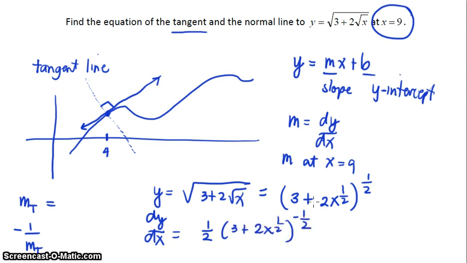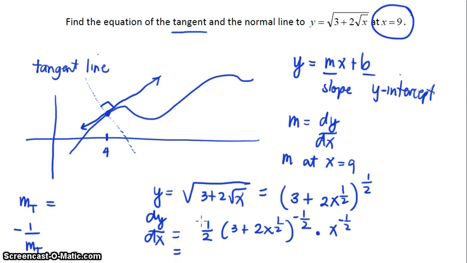So dy/dx is 1/2 times (3 plus 2x to the 1/2) to the -1/2. So by the chain rule, 1/2 goes down, and then you have 3 plus 2x to the 1/2, then -1/2 came from 1/2 minus 1. Then multiply it by the derivative of the expression inside the parenthesis. Derivative of 3 is 0, and then for 2x to the 1/2, when this 1/2 is multiplied to 2, 2 times 1/2 is 1. It's 1, and then x, then 1/2 minus 1 will be -1/2.